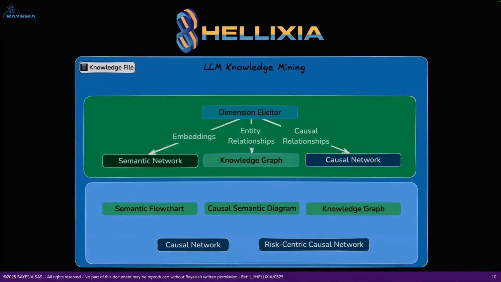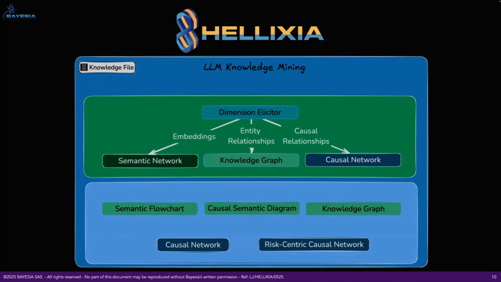We can also, based on the dimensions that have been extracted, find the relationships between the entities, and then we have a knowledge graph. Or we can use the elicited dimensions to estimate or identify the causal relationships between them and then generate a causal net. The second way is to start from scratch, and we can then use Hellixia for directly creating a semantic flowchart, a causal semantic diagram, or a knowledge graph. We can also create causal networks or risk-centric causal networks. This can be done with or without a knowledge file.